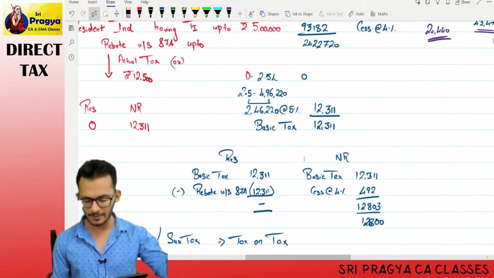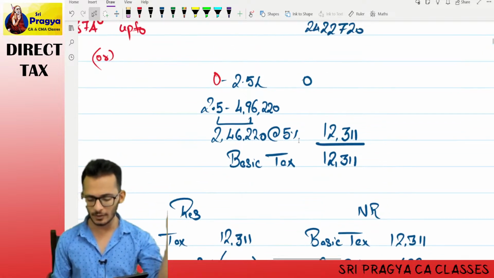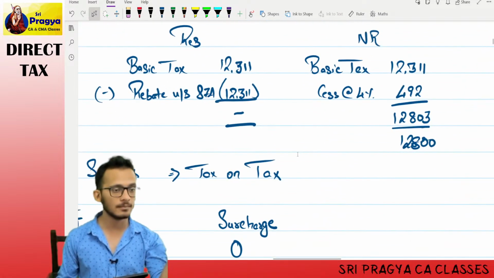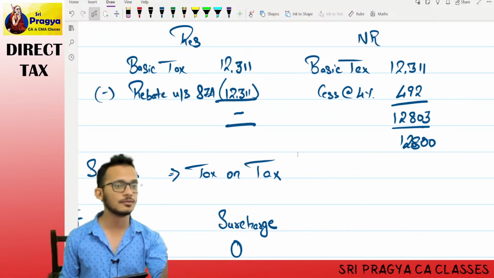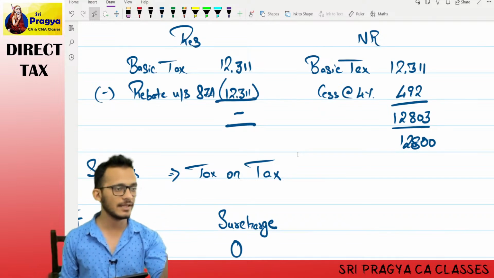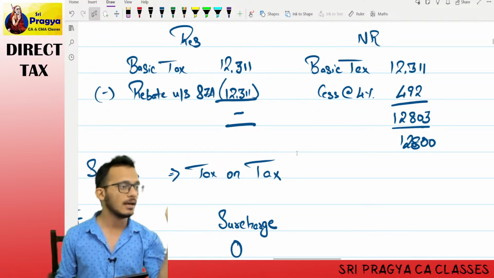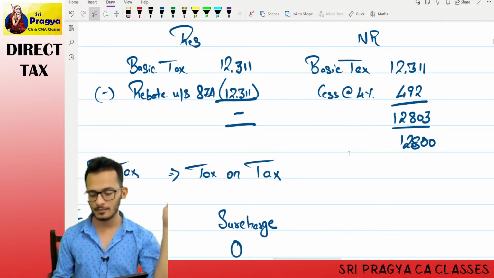4,96,000. This number, right? Yes. In this 4,96,000, what will happen? If you are a resident, it is again the same number. In the alternate regime it will be 0. In the default regime also it will be 0. You will choose, it doesn't matter. Choose any one.